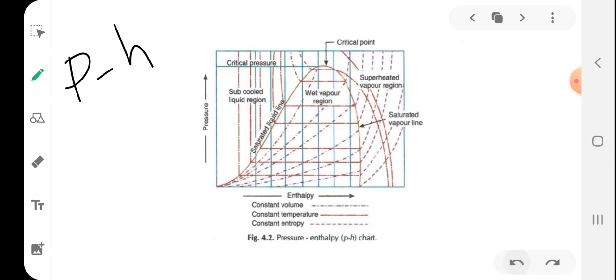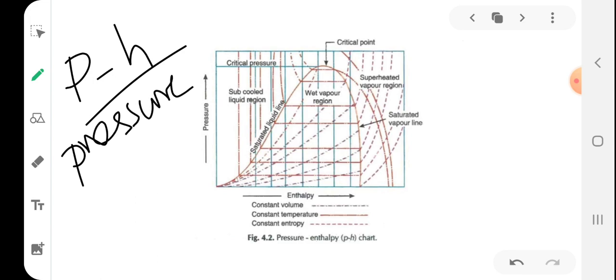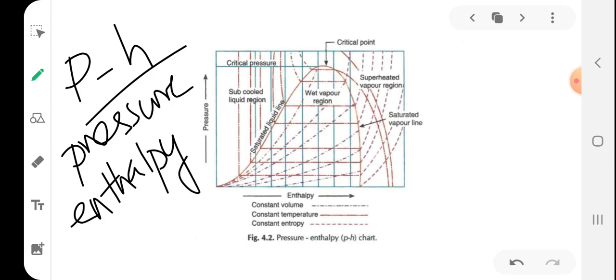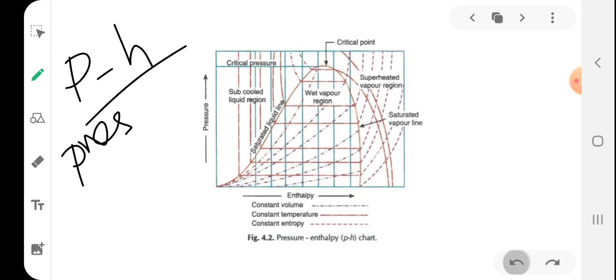What is a pH diagram? Pressure enthalpy diagram. This is also important because in your syllabus it is asked to study both the TS diagram and the pH diagram. So students, what is a pH diagram? A pH diagram is nothing but a diagram with enthalpy on the x-axis and pressure on the y-axis.